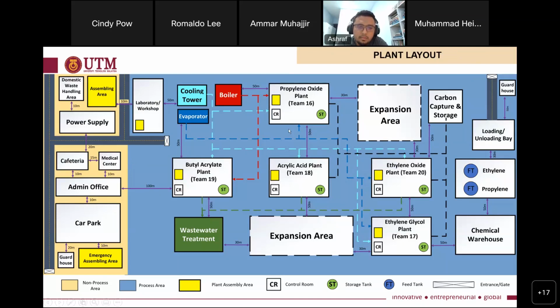Also, maybe you can include the legend for each of these dash and different color lines. My question is, I see the dark blue line refers to the CO2 that goes to the carbon capture and storage, the blue dash line. Yes. So you're capturing CO2 from team 16, team 18, team 20, and team 17? Yes, correct. You're not capturing CO2 from your boiler? No, we did not consider that yet.